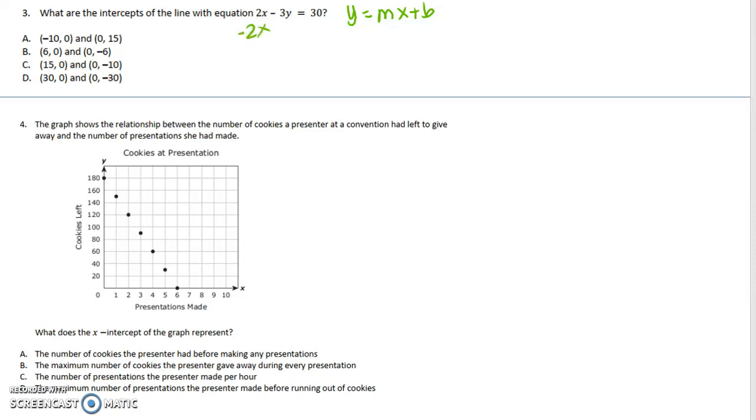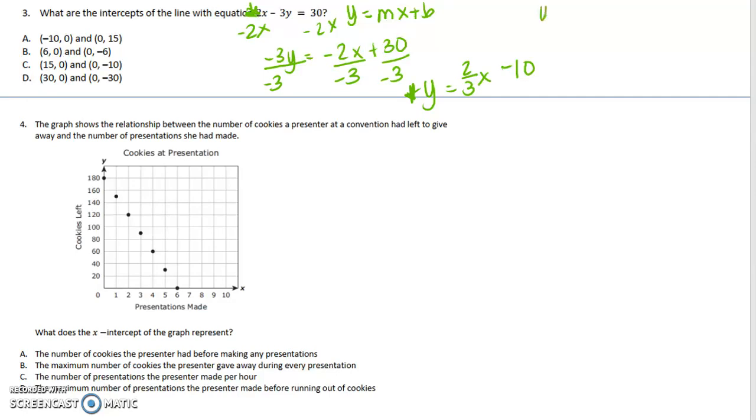So in order to write this in a linear equation, we need to move the x to the other side. So now I have negative 3y equals negative 2x plus 30. If you notice, I need my mx on that right side and the y by itself. So in order to isolate that y, I'm going to divide everything by that negative 3. So here's my slope-intercept form. I've now converted this from standard form into slope-intercept form.